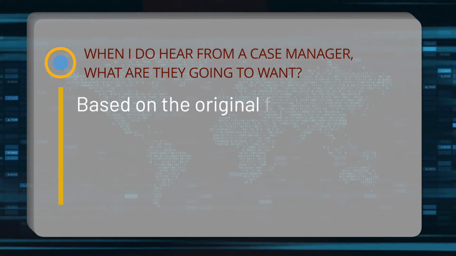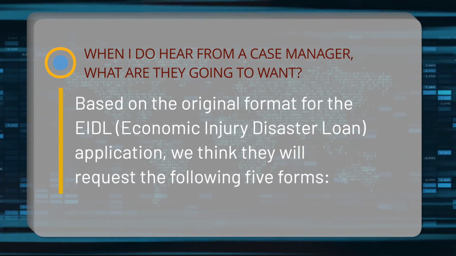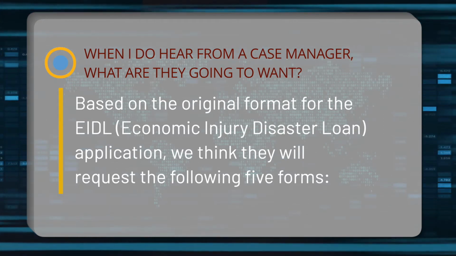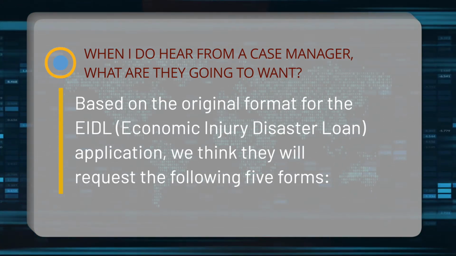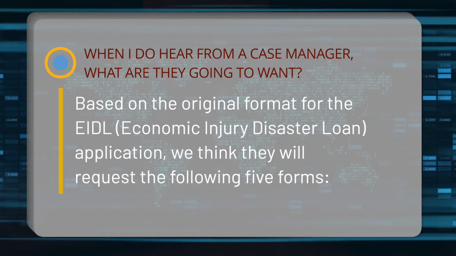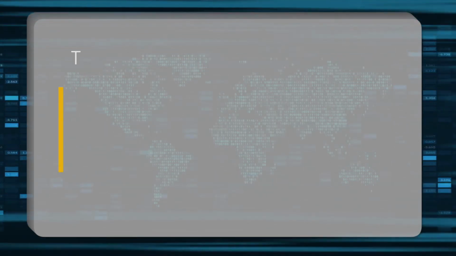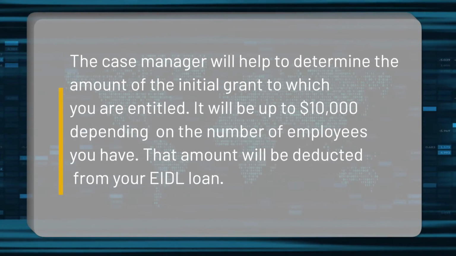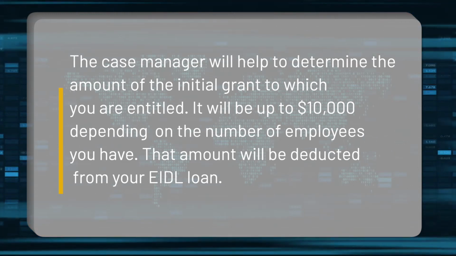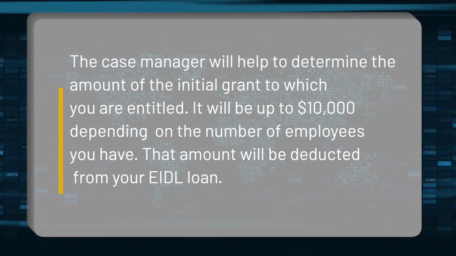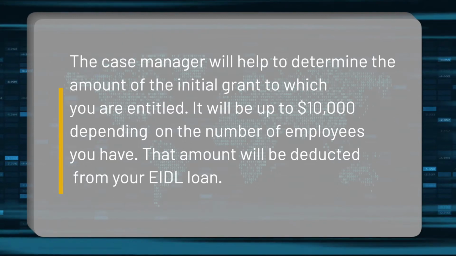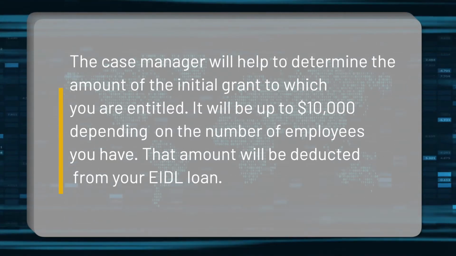Based on the original format of the EIDL, Economic Injury Disaster Loan application, we think they will request the following 5 forms. The case manager will help to determine the amount of the initial grant to which you are entitled. It will be up to $10,000 depending on the number of employees you have. That amount will be deducted from your EIDL loan.